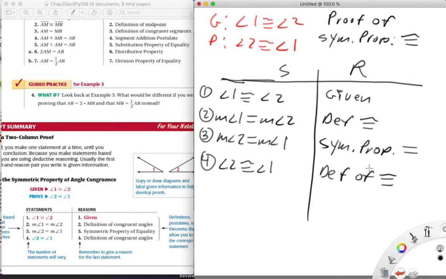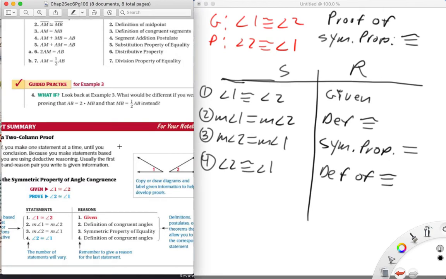So two angles are congruent. If two angles are congruent, then two angles are equal. If two angles are equal, I can switch the order given the symmetric property of equality. And again, if two angles are equal, then two angles are congruent. Therefore, angle 2 is congruent to angle 1. Neat.